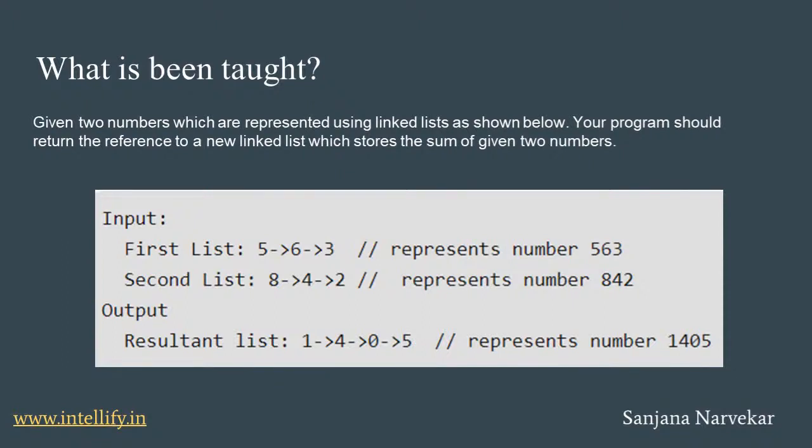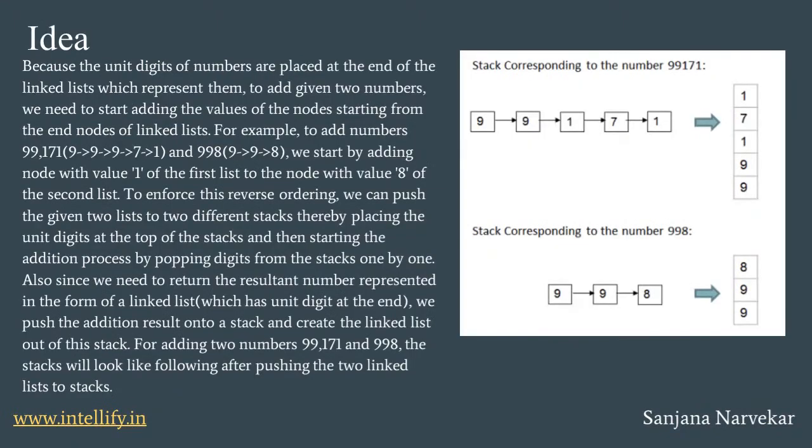Now for example, the input is shown as the first number 5, 6, 3, which represents the number 563. The second linked list will be 8, 4 and 2, which represents the number 842. The output should contain 1405, which represents the number 1405.